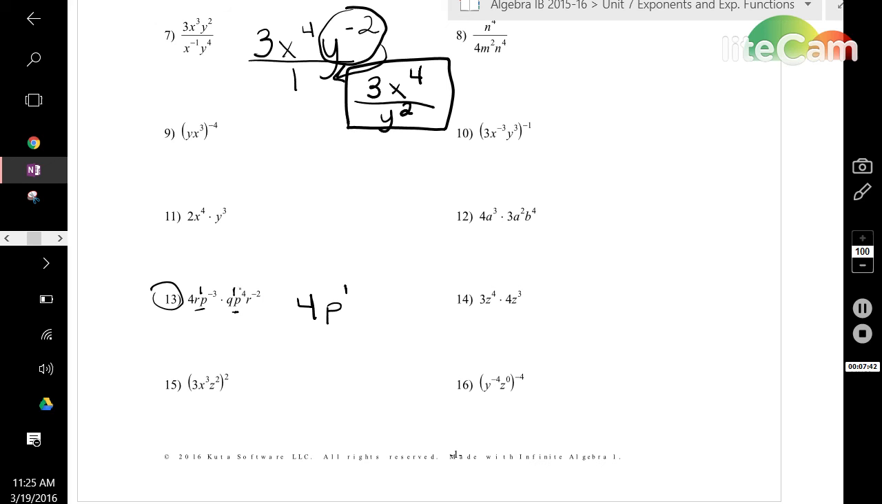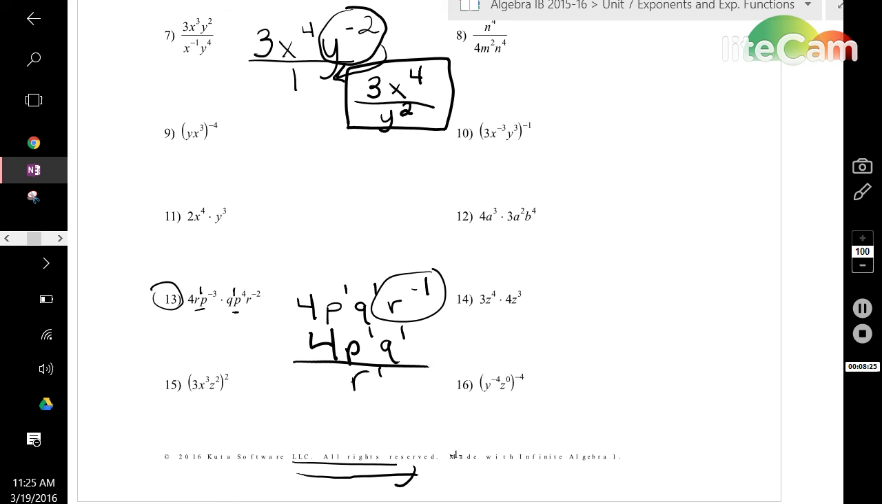There is only one base of q. There's nothing to combine that with, so I'd leave q to the 1st power. For the r exponents, negative 3 plus negative 2 is negative... I apologize. R has an exponent of 1. So 1 plus negative 2 would be r to the negative 1st power. There are no more like bases, but I do have to make this negative exponent positive by putting it on the bottom of a fraction. So I'd have 4 p to the 1st, q to the 1st, over r to the 1st.